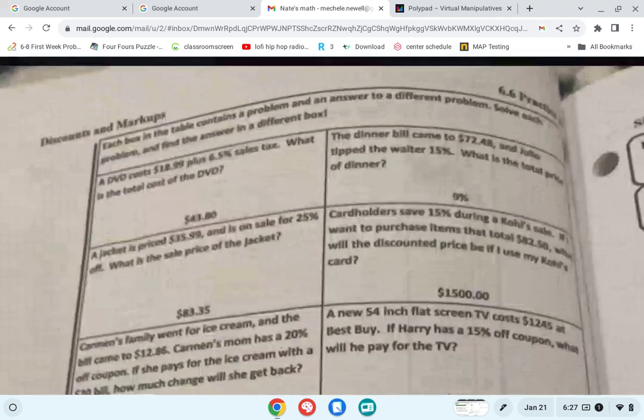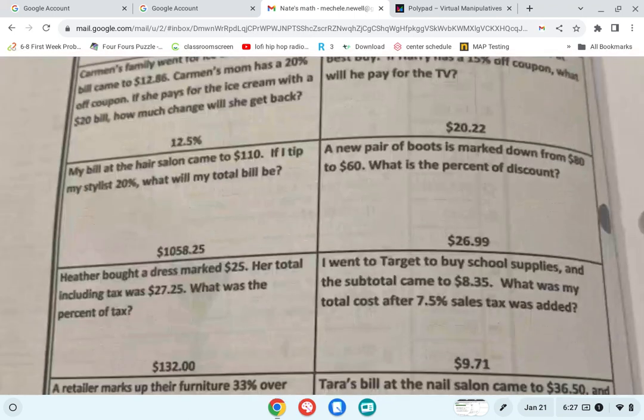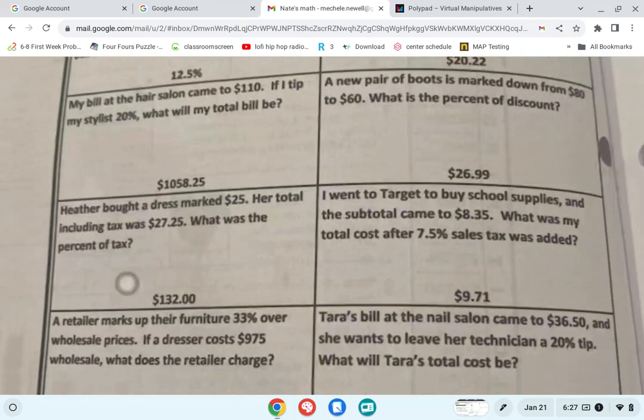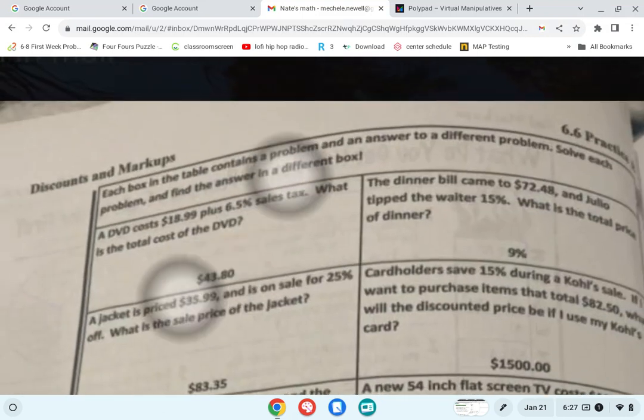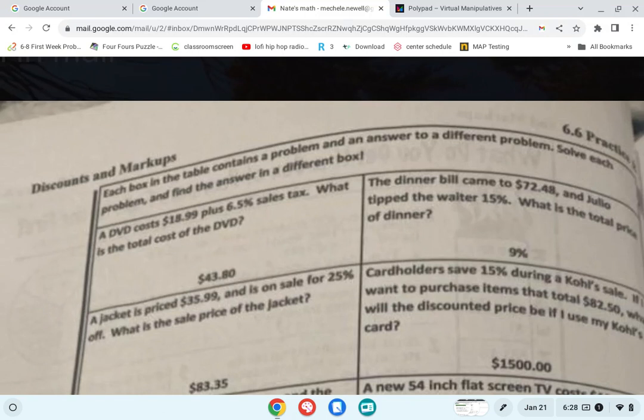And so here's your first problem. I'm just kind of gonna go through and see. I think it's going to be very important for you to make sure you're reading the question and underlining keywords. That's what I tell my students to do. I think it's very beneficial. Okay. So on this first problem here, it says a DVD costs $18.99 plus 6.5% sales tax. What is the total cost of the DVD? That means now that number, that answer $43.80, that is not the answer to this problem. Your answer is in a different box.